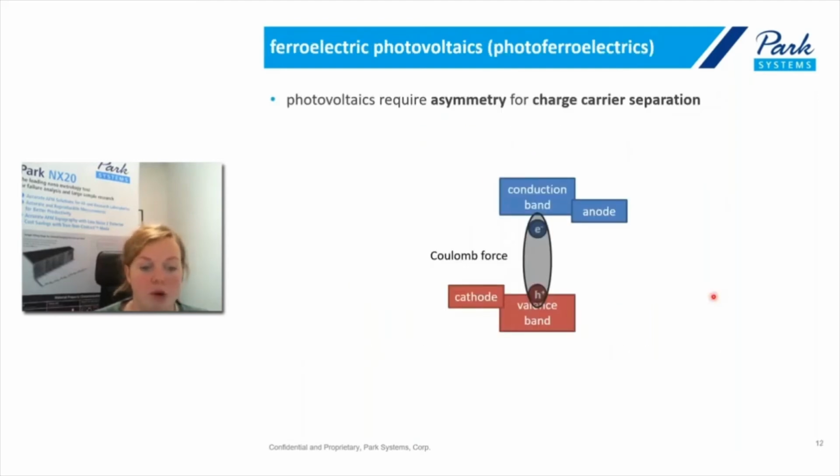Now looking at a more applied sample system, we could look at ferroelectric photovoltaics or photoferroelectrics. And the idea is that these could give you a simplification of the regular photovoltaic device. So as we know, photovoltaic devices require a certain asymmetry to effectively separate charge carriers from each other. So basically now we have our conduction band and valence band in a semiconductor that is the active layer in the photovoltaic.